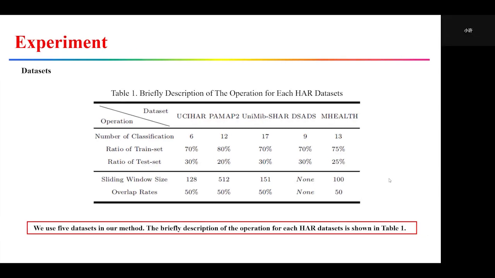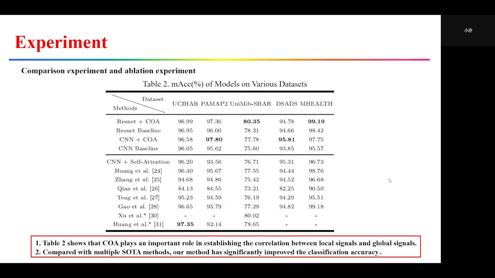Next, in this part, we will introduce our experiment. In this slide, we will introduce the datasets in our paper. We use 5 datasets in our method. A brief description of the operation for each HAR dataset is shown in Table 1.